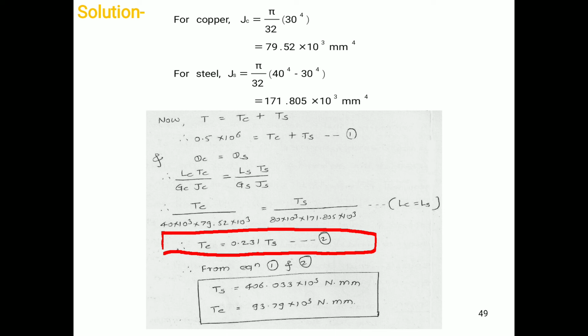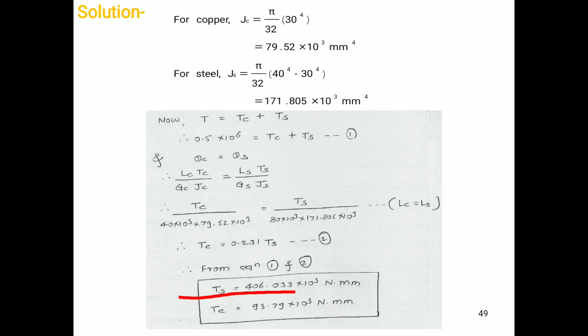If I put equation 2 in equation 1, we get the value of torque in steel, which is 406.033 into 10 raised to 3 Newton mm. Once you know the torque in steel, from equation 2 you get the torque in copper, which is 93.79 into 10 raised to 3 Newton mm. So by using these two conditions, that the total torque is shared by both the shafts and that theta is the same in both shafts, we have found the torque in both the shafts.